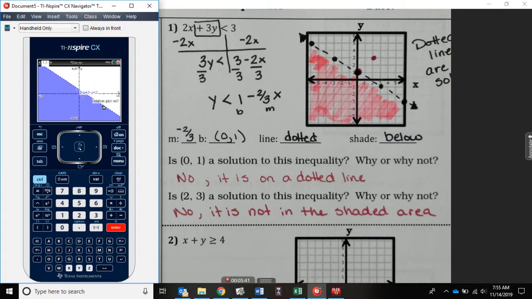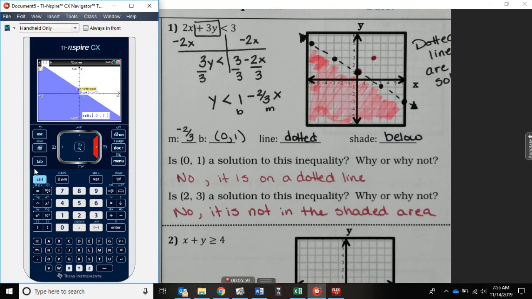And if you're really not sure what points to plot, you can press Menu 5-1, and you can just scroll left and right and find some good points. So there was -3, which we plotted. It told us the y-intercept was 0, 1, and so on.